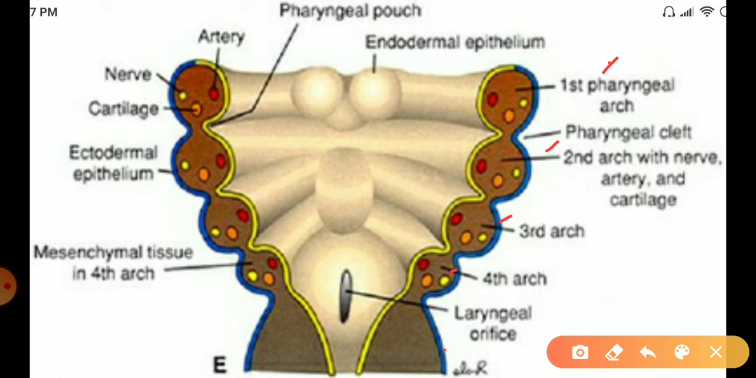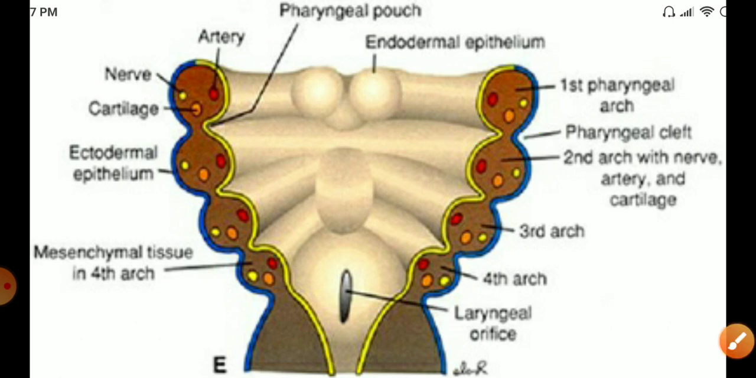Some points about the pharyngeal pouch: it is lined on the outer side by ectoderm, on the inner side by endoderm, and in the middle there is the mesoderm. Every pouch has its own blood supply, its own nerve, and its own cartilage. The area which is evaginating and going outside is the pharyngeal pouch, and the area which is going inside is the groove. Different structures are formed from the groove and different structures are formed from the pouches.